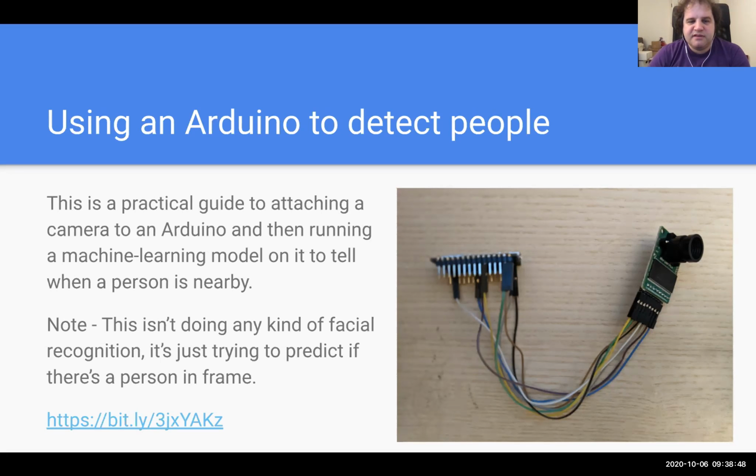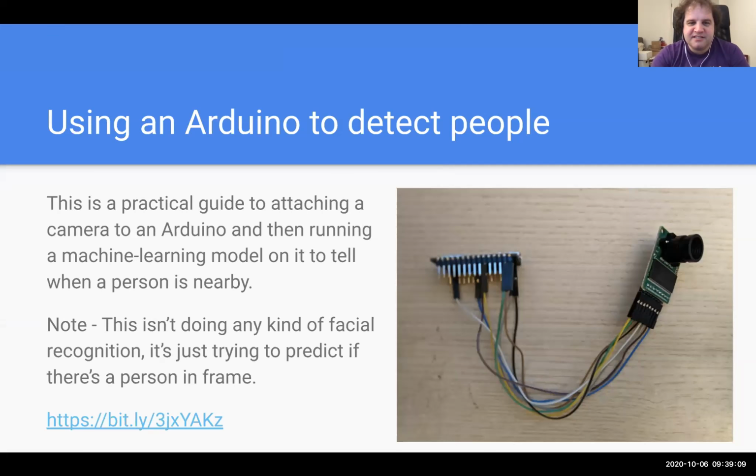So this is not doing any kind of recognition. It's not telling you who a particular person is, and it's not even looking for faces. It's just looking for any parts of the person's body. So it's just trying to tell if somebody is nearby.